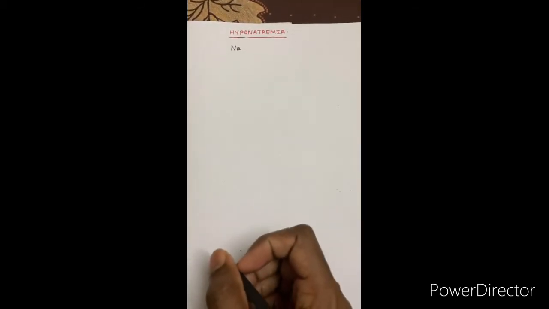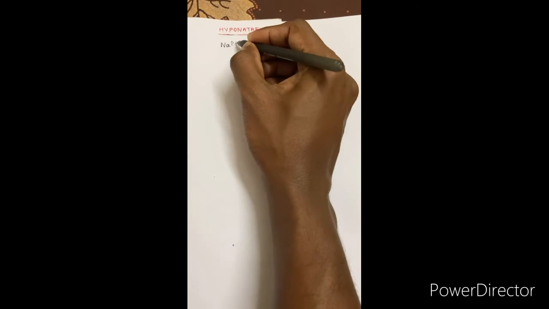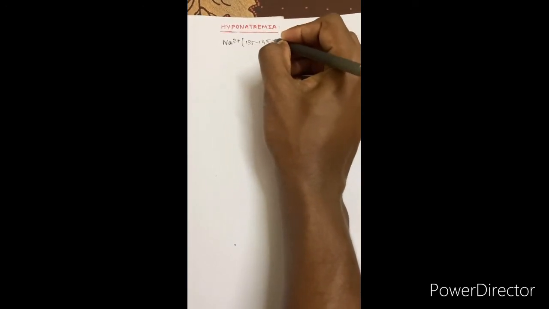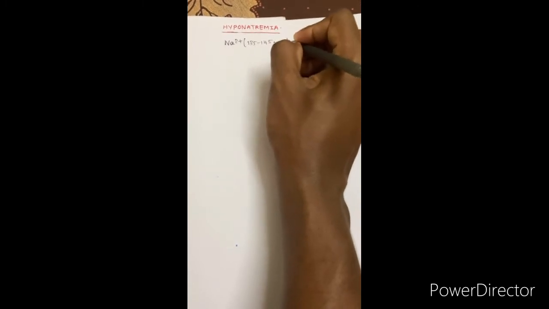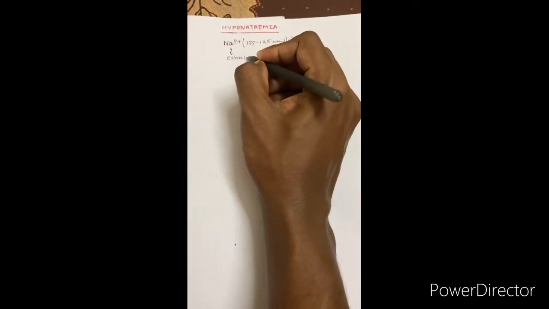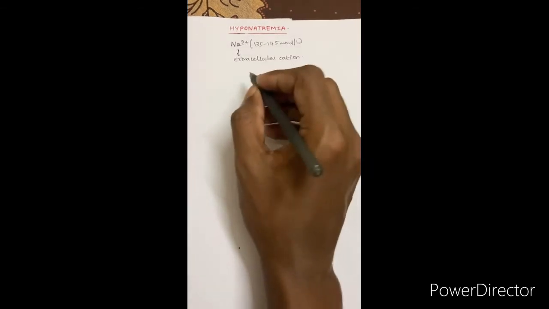Okay, so let's discuss the topic of discussion today. Hyponatremia: the normal sodium concentration is 135 to 145 millimoles per liter. Sodium is the most common extracellular cation. Yesterday we discussed potassium, which is the most common intracellular cation. Sodium is the extracellular cation.